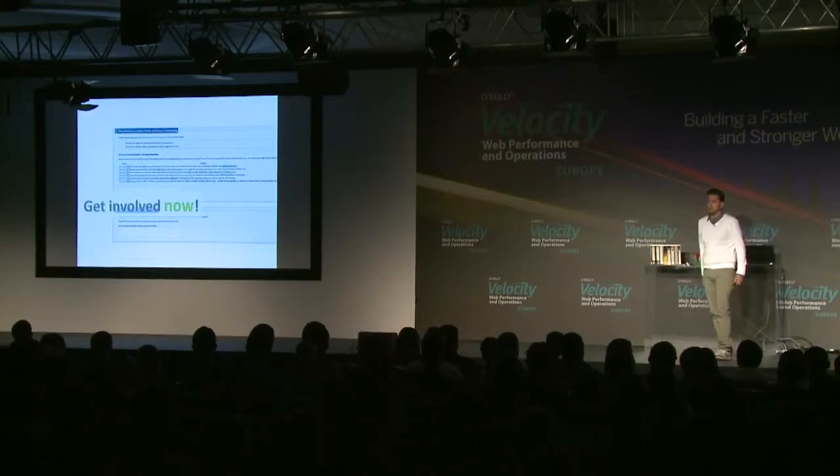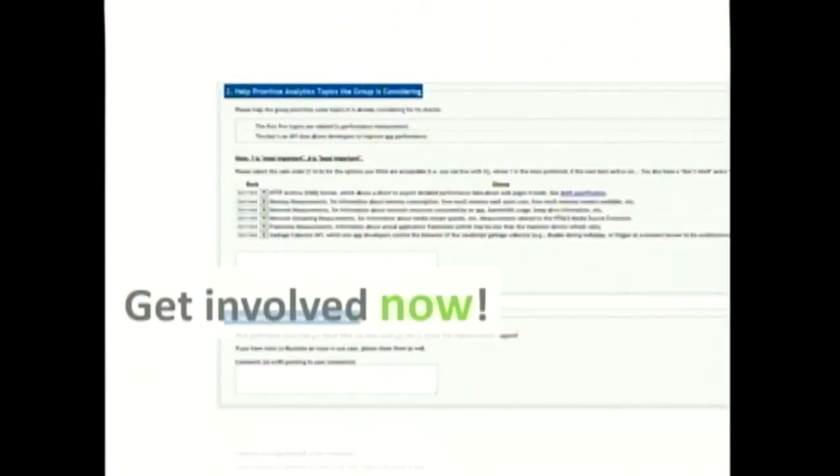So I really encourage you to get involved right now. If you go to the website of the Web Performance Working Group, there's a link to a survey, and there you can even rank what's most important to you. There are some examples here, like new APIs for more network-centric measurements. A lot came up regarding memory management, so garbage collection, memory usage, even controlling garbage collection, and so forth.